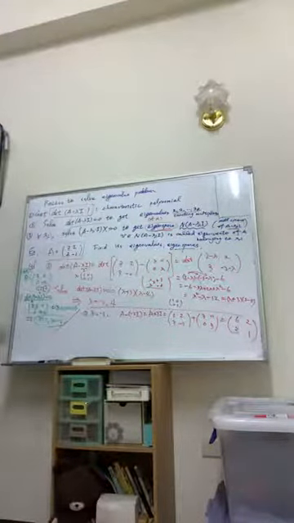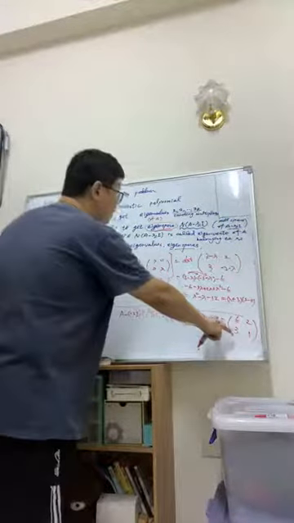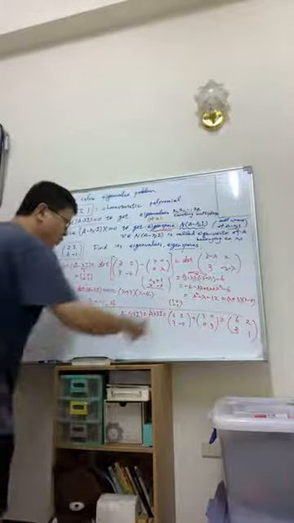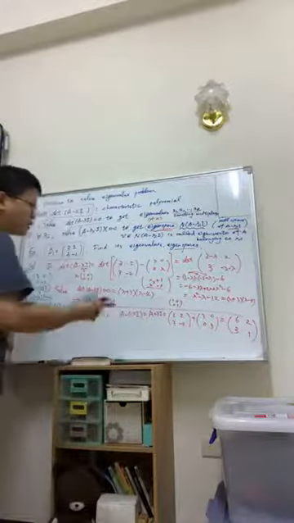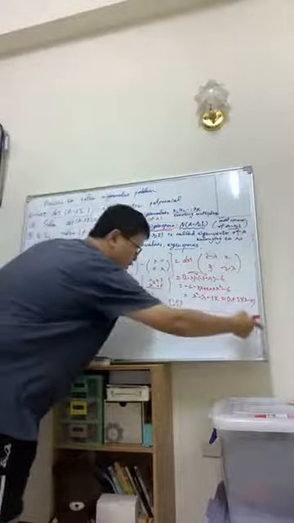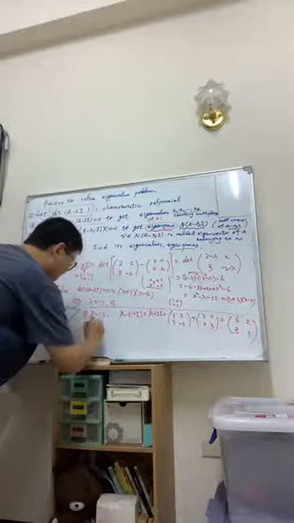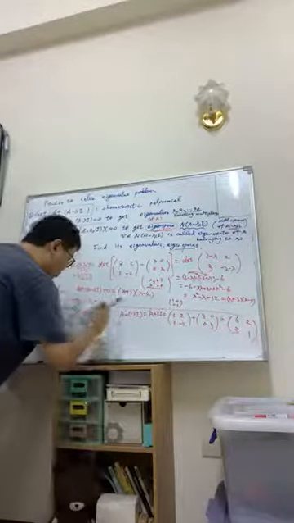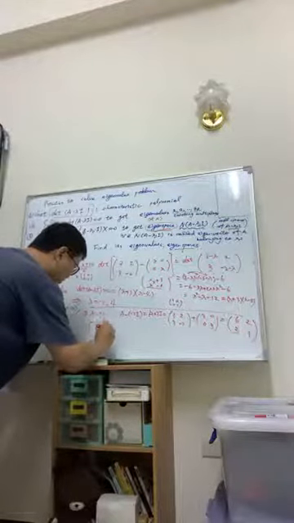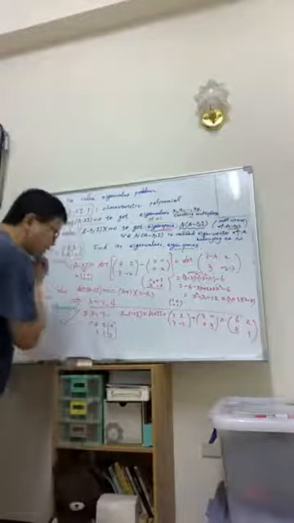Okay, so for this 2 by 2 matrix, we should figure out its null space. So what's the null space? Null space means that the solution set of A times x equals 0. So you should consider the matrix 6, 2, 3, 1, times x equal to 0, 0. This guy is the solution set.